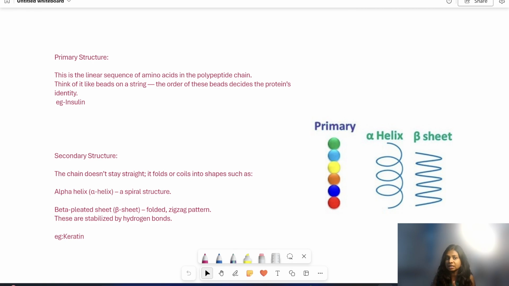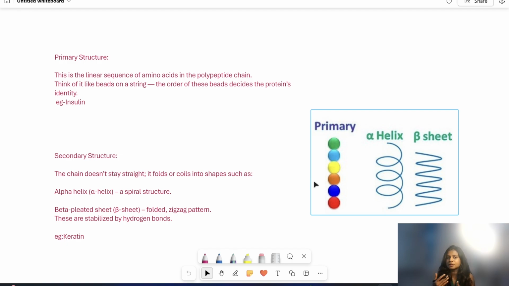Primary structure is the linear sequence of amino acids in the polypeptide chain. This is the diagram for the primary structure of proteins. These are the amino acids, in a linear arrangement. This is a polypeptide. Think of it like beads on a string. The order of these beads decides the protein's identity. It means that the protein's structure and function are decided by the order of these beads. Beads mean amino acids. Insulin is a good example for the primary structure of a protein.